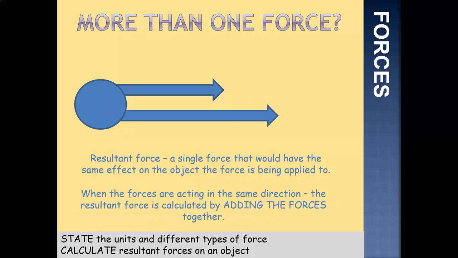So what if there's more than one force acting upon an object? In the case above, we've got one object, one force of 5 newtons, and one force of 7 newtons. In order to get the resultant force, what we need to calculate is the single force that would have the same effect on the object that the force is being applied to. So instead of 2 forces of 5 newtons and 7 newtons acting on that, what one force would have exactly the same effect? We can see the forces are acting in the same direction, so the rule in this case is when forces are acting in the same direction, the resultant force is calculated by adding these forces together.